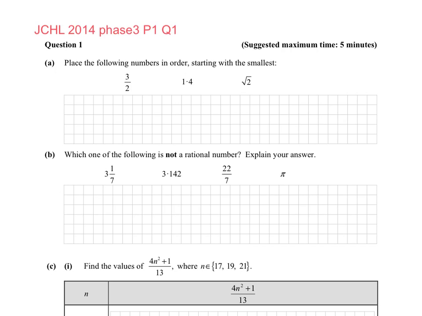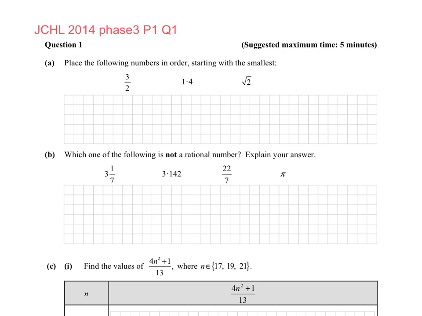Junior Cycle Higher Level 2014 Phase 3 Paper 1 Question 1. This is a reasonably straightforward question. It settles you down into the paper. To be honest with you, it should not cause any major problems. So this is a basic number problem, and it just asks to set numbers in order.